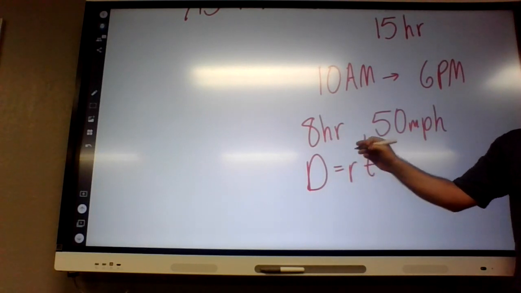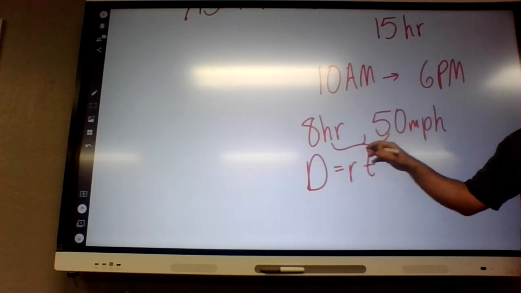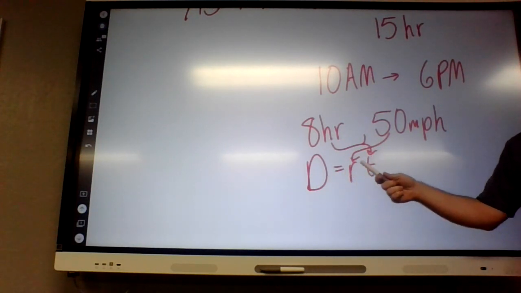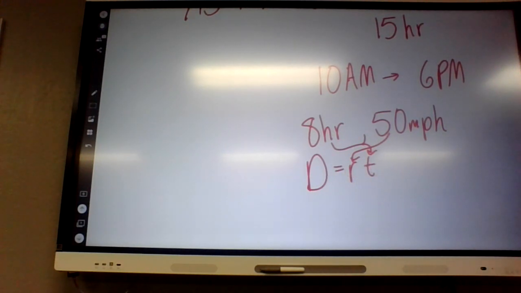They were going 8 hours, 50 miles an hour, so that's the rate and the time. So distance equals rate times time. So you just multiply those together. 50 miles an hour for 8 hours is how far? 400.